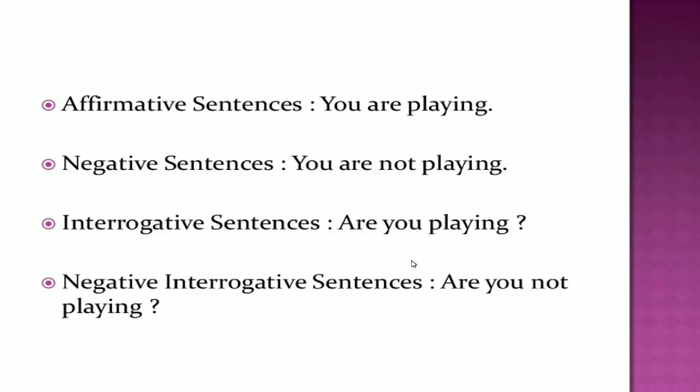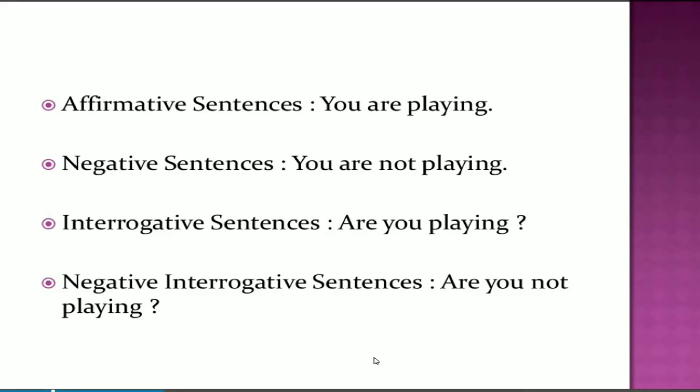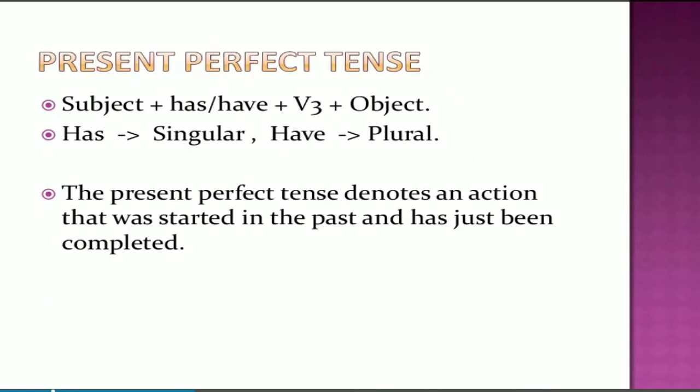No, I am not playing. Yes. So that is the way we have to ask. So we have to understand a tense can be affirmative, negative, interrogative, negative interrogative. All these four ways we should be able to write in this corresponding tense. Okay, then we are coming to the present perfect tense.